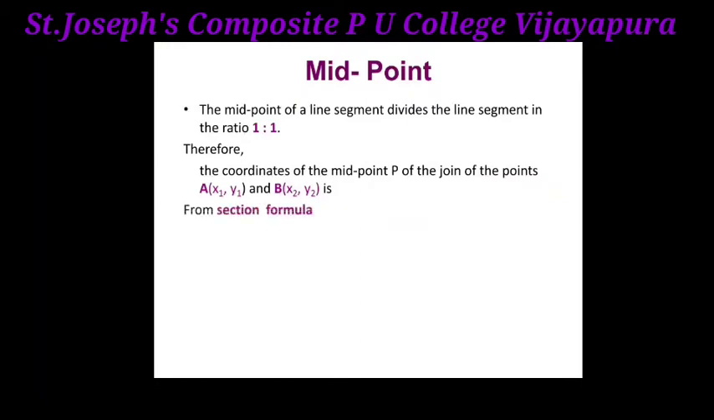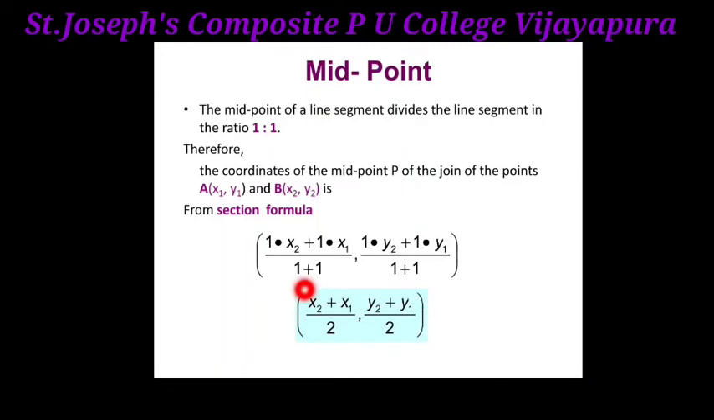Here we are using the section formula as it is, but the ratio is 1:1. That is, in place of m it is 1 and in place of n it is 1. So we get 1 into x2 plus 1 into x1 whole divided by 1 plus 1, and 1 into y2 plus 1 into y1 whole divided by 1 plus 1, which is equal to (x1 plus x2) whole divided by 2, comma (y2 plus y1) whole divided by 2. So this is the midpoint formula.